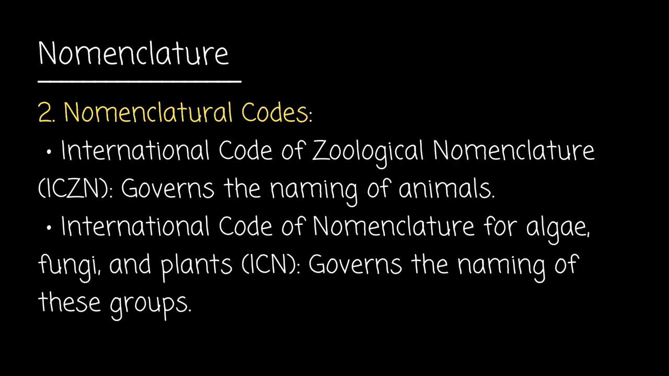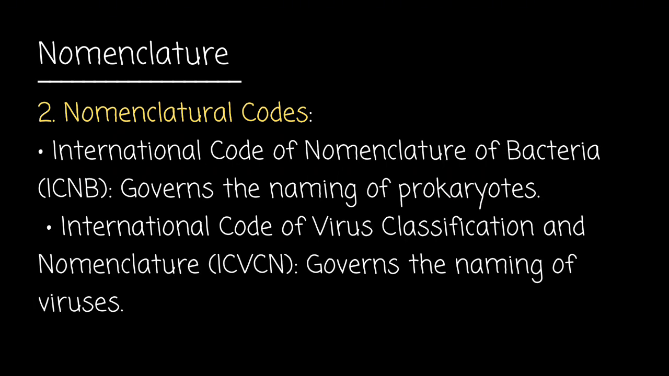2. Nomenclatural codes. The International Code of Zoological Nomenclature, ICZN, governs the naming of animals. The International Code of Nomenclature for Algae, Fungi, and Plants, ICN, governs the naming of these groups. The International Code of Nomenclature of Bacteria, ICNB, governs the naming of prokaryotes. The International Code of Virus Classification and Nomenclature, ICVCN, governs the naming of viruses.